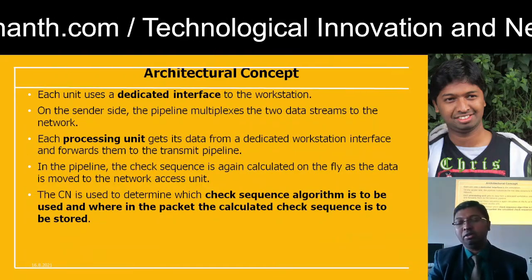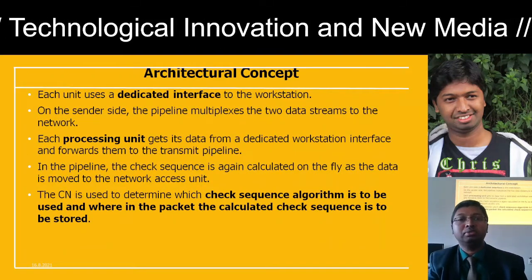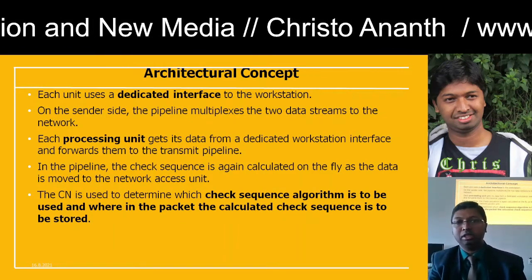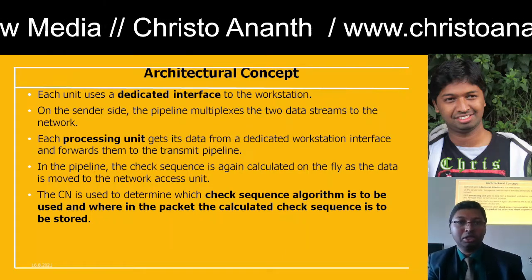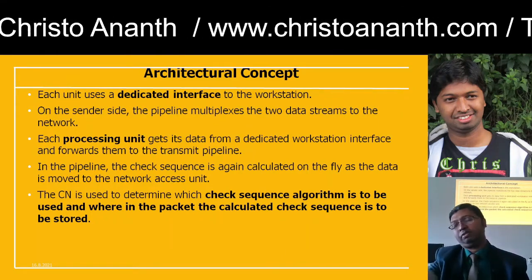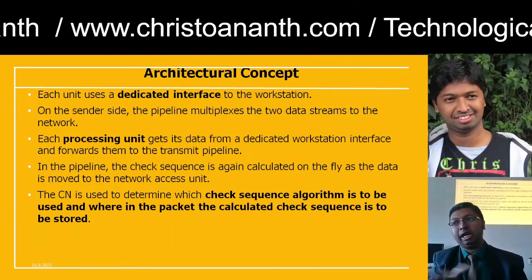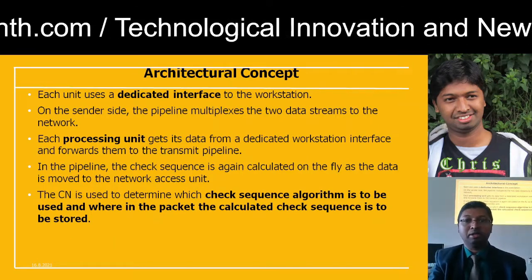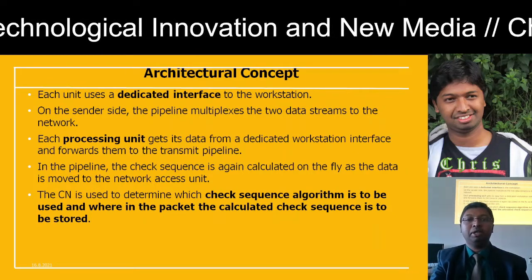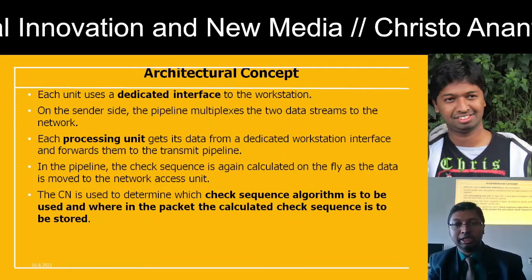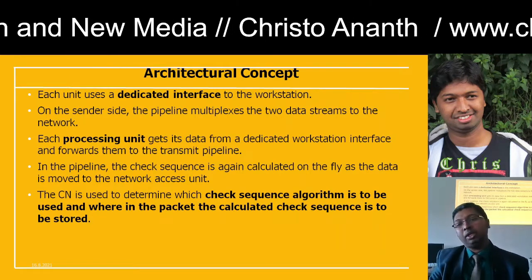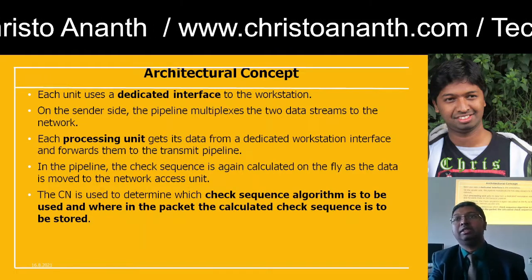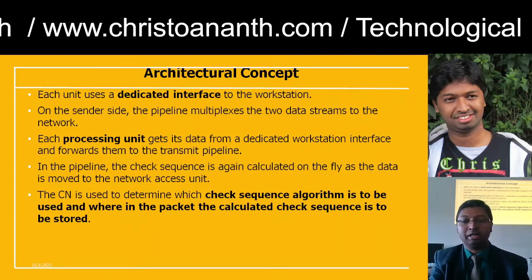So every unit that we discussed will be having a dedicated interface as well, and every processing unit will be getting the data from the workstation interface, and it will be forwarding the required isochronous as well as asynchronous data to the transmit pipeline. So this connection number will be determining whether this check sequence algorithm can be used and where the check sequence can be calculated.